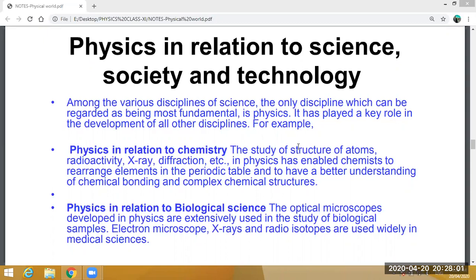For example, physics in relation to chemistry: how concepts of physics help to develop chemistry. Try to understand here. The study of the structure of atom, radioactivity, X-ray diffraction, etc. in physics, although these phenomena are studied in physics, helps in the evolvement of the laws of chemistry. Physics has enabled chemists to rearrange elements in the periodic table and to have a better understanding of complex chemical structures.